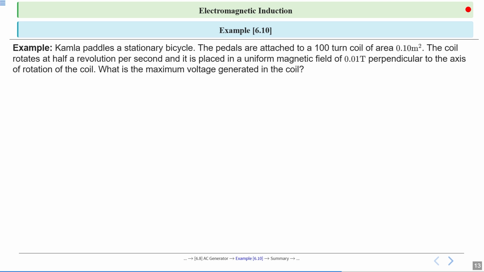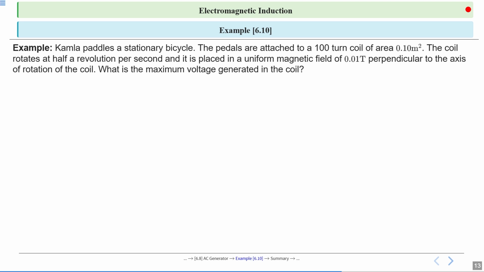So Kamala pedals a stationary bicycle. The pedals are attached to a 100-turn coil of area 0.1 meter square. The coil rotates at half a revolution per second. What is given? Half a revolution per second. This means frequency. And it is placed in a uniform magnetic field of 0.01 Tesla, perpendicular to the axis of rotation of the coil. So a uniform magnetic field is there, and the axis is perpendicular to it. The coil is rotating.